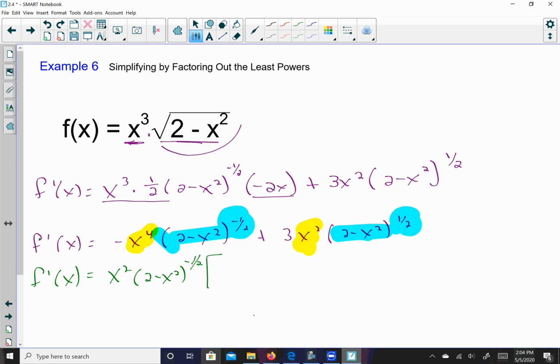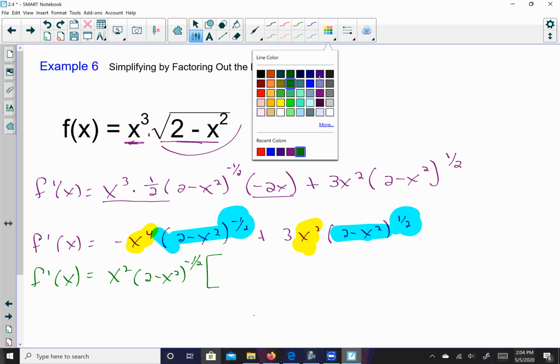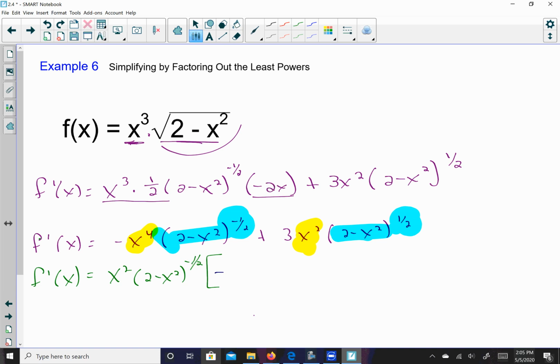Then I'm going to put a nice big bracket because it kind of tells my mind to pay attention. Then I ask myself, what do I have to multiply x squared by to get a negative x to the 4th? And I say negative x squared. This (2 minus x squared) to the negative 1/2 power is exactly what I have here, so I don't have to put anything there. I could put a times 1 there if I wanted to hold the place. Good habit to get into, especially if there's nothing else there.